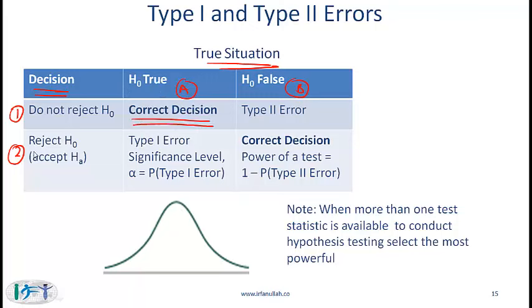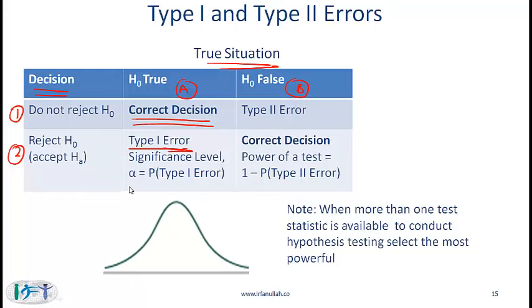The other possibility is that you reject the null hypothesis, which means that you essentially accept the alternate, but in reality the null hypothesis is true. So this is clearly an error, and this type of error is called a type 1 error. You simply need to remember this fact. The next fact you need to remember is that the probability of a type 1 error is the significance level, which we have talked about earlier.